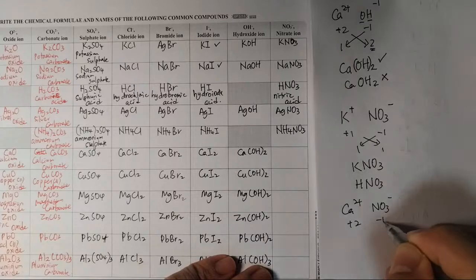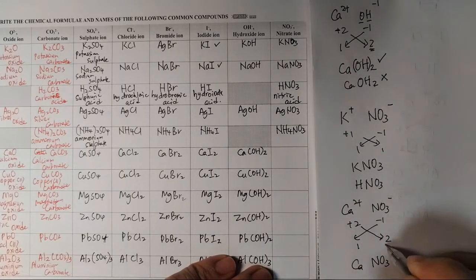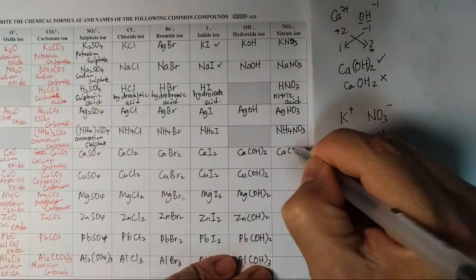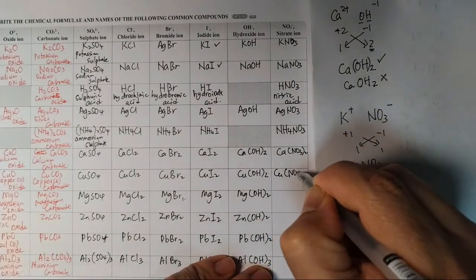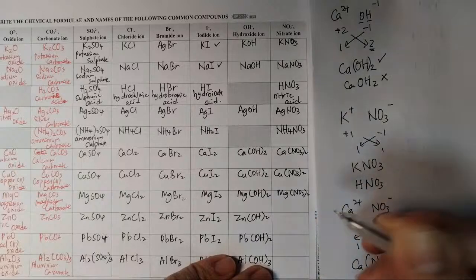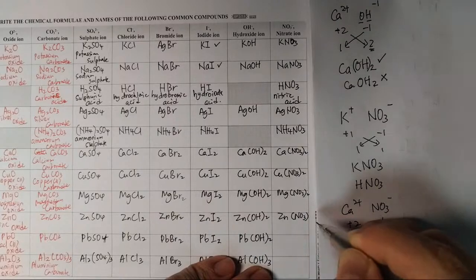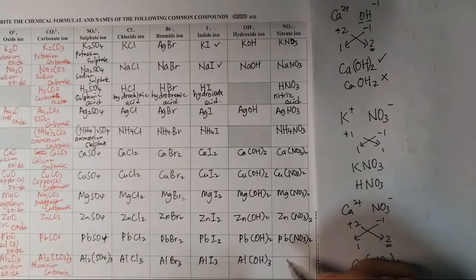So positive 2, negative 1. Okay, so calcium nitrate is Ca(NO3)2, right? So you have to put a bracket 2. Ca(NO3)2. Okay, so the following ones are also the same. Magnesium nitrate, zinc nitrate, lead 2 nitrate, then aluminium nitrate.